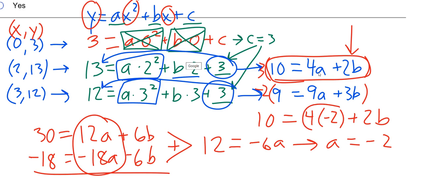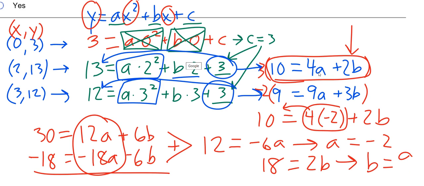So what am I going to do here to move this to the other side? How do I get that -8 to move? Yeah, it's -8, but how do you get that -8 to move to the other side? Add 8, right? If you add 8, that becomes 18 equals 2b. So now we know that b is 9. So we've got b is 9, a is -2. I think we have everything we need.